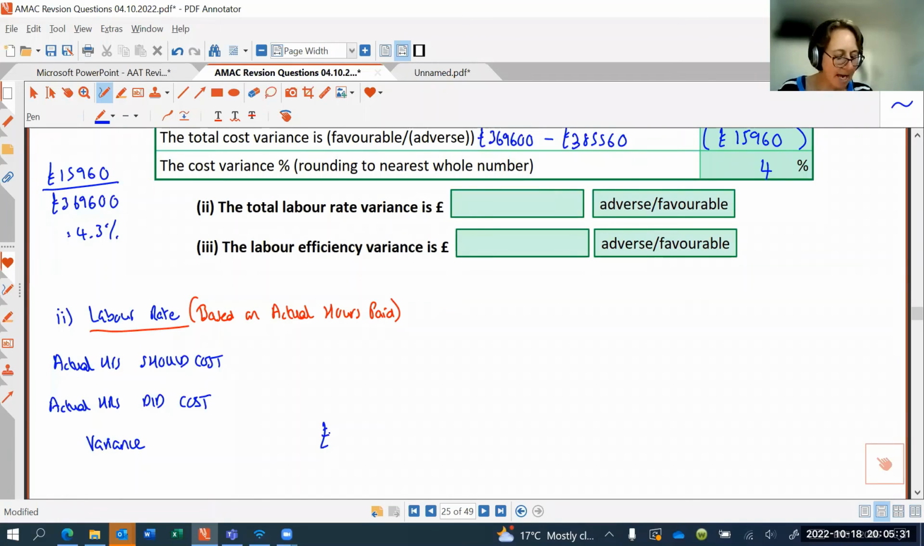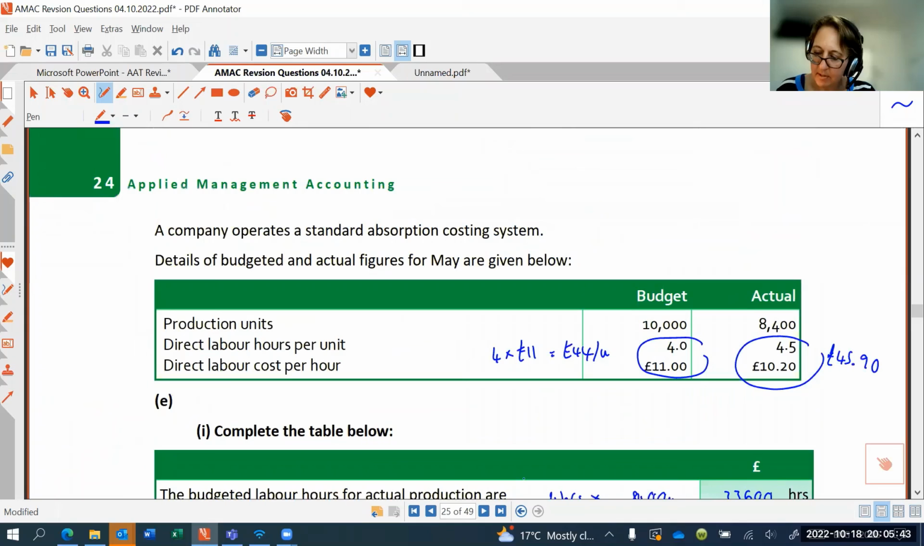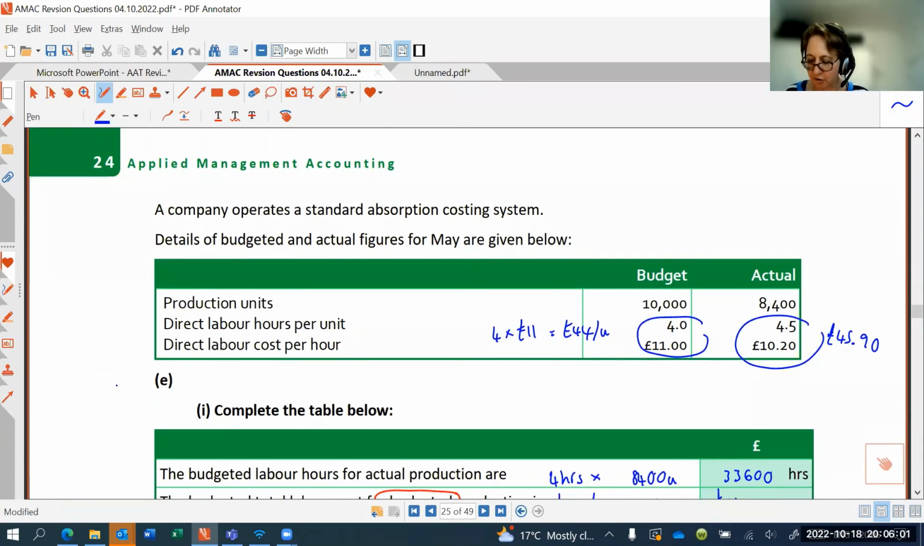So quite a nice one. I need to find the actual hours paid, because that's what the sentence says. So let's have a look. Actual column. What do I know? I know I actually made 8,400 units, and each unit took me 4.5 hours. So 8,400 units taking 4.5 hours each.